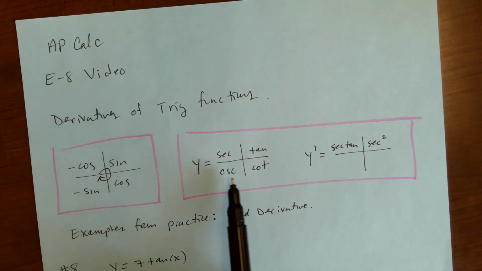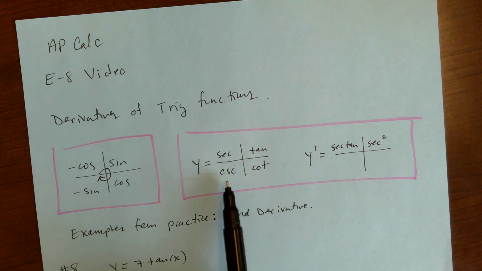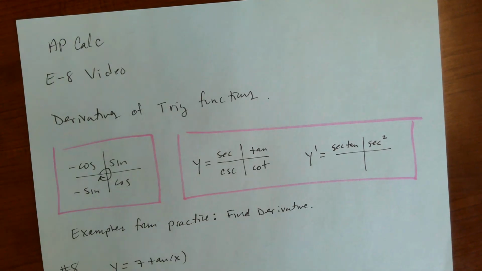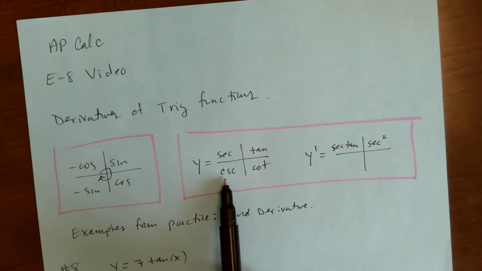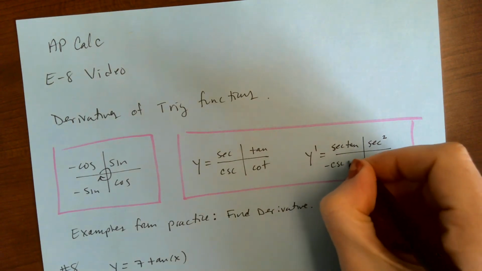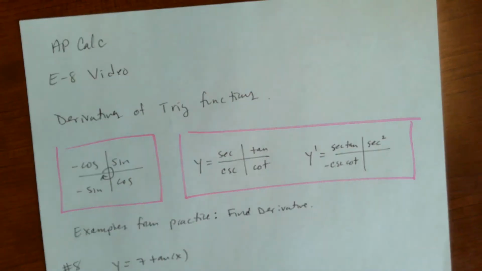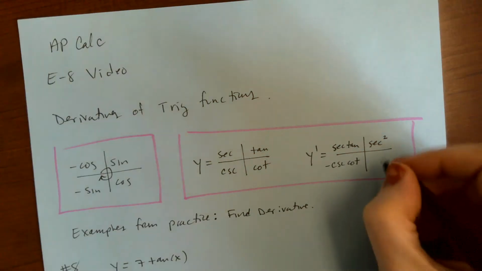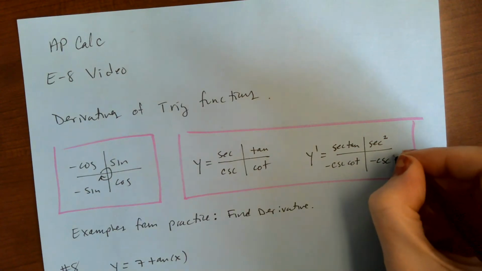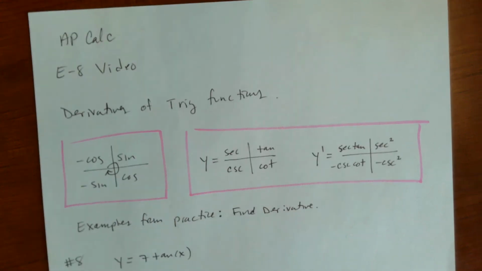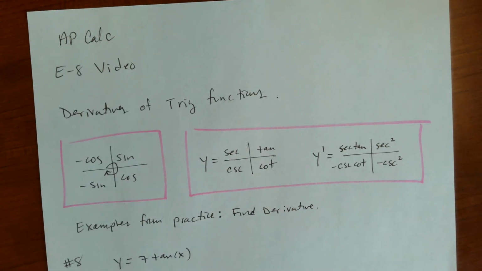And then the derivative of the co-ones, of cosecant and cotangent, is very similar to this. They're just going to be negatives. So the derivative of cosecant is negative cosecant cotangent. And then the derivative of cotangent is negative cosecant squared. All right, so there are the derivatives of those.